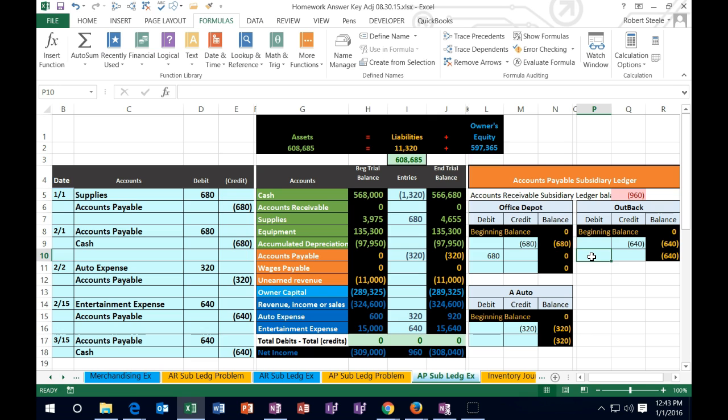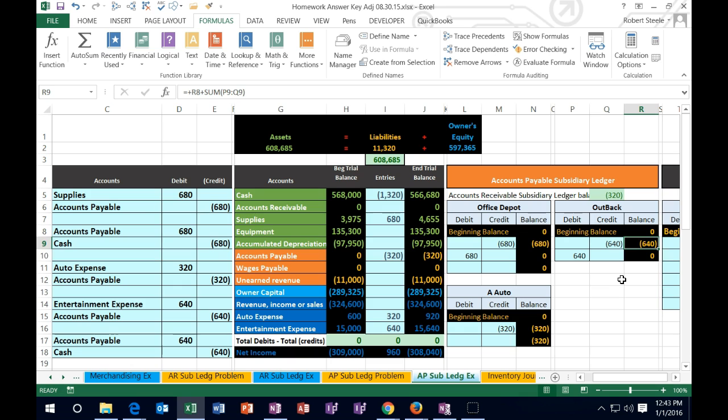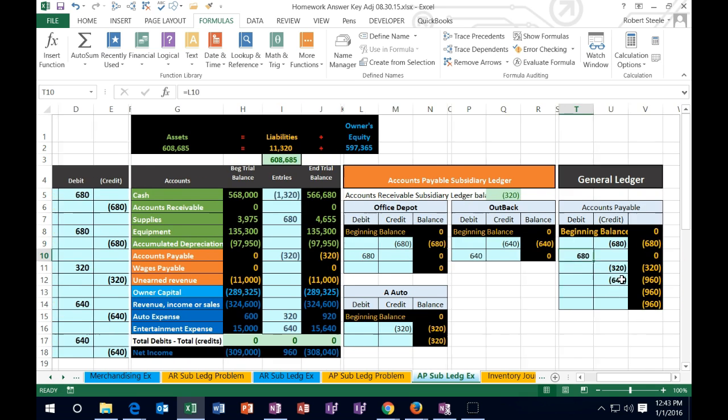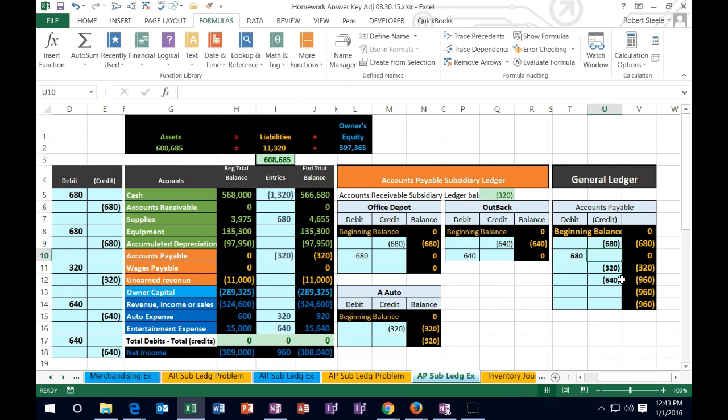So within P10, we're going to say equals, post this same activity, that same 640, and enter. So here's the normal activity we expect to see. There's the 640 increase in the payable, then we paid it. So it went up, and then it goes down to 0. And we're also going to post that to the general ledger just to see the contrast between the general ledger and the subsidiary ledger for the account of accounts payable. So we're going to be in the credit side. I'm just going to post that same information in cell T13 equals, pointing to that 640.